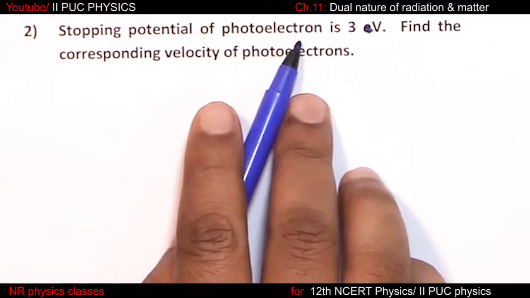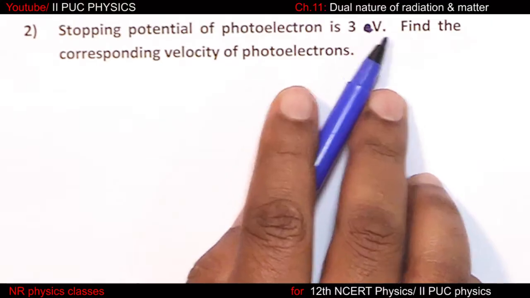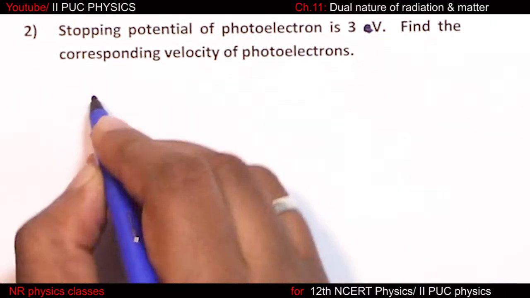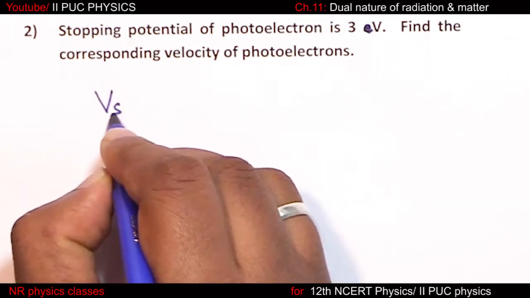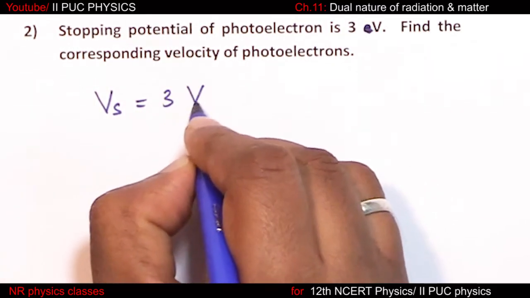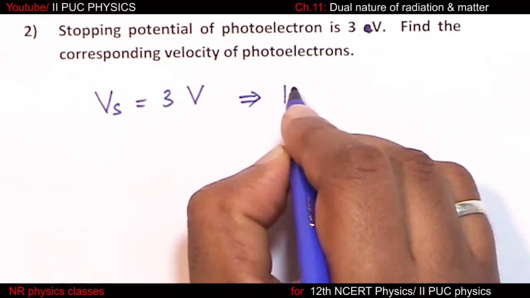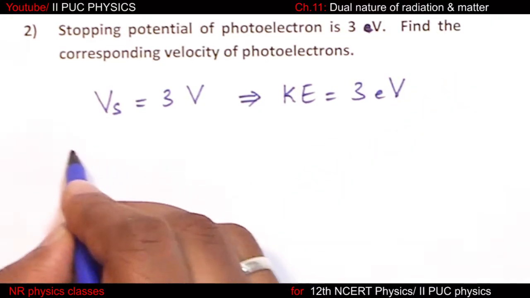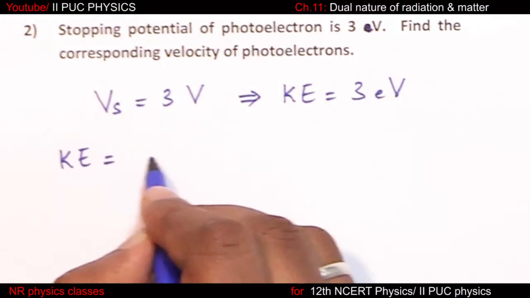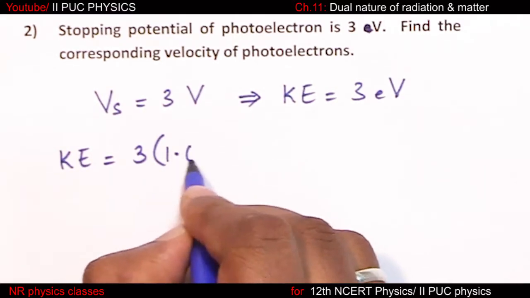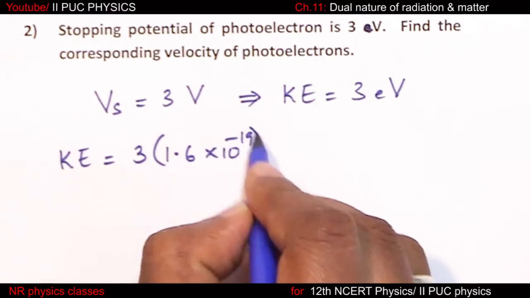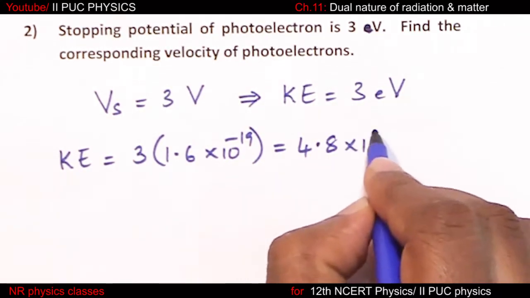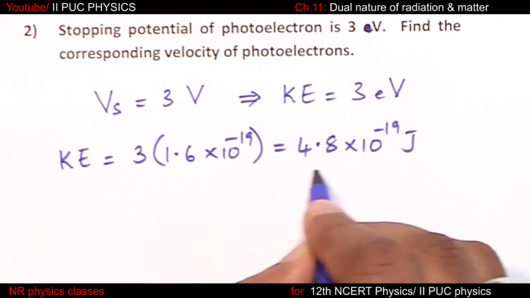Stopping potential of photoelectrons is 3 volt. Find the corresponding velocity of photoelectrons. So stopping potential equal to 3 volt implies kinetic energy equal to 3 eV. So kinetic energy in joule, 3 into 1.6 × 10^-19, 4.8 × 10^-19 joule.